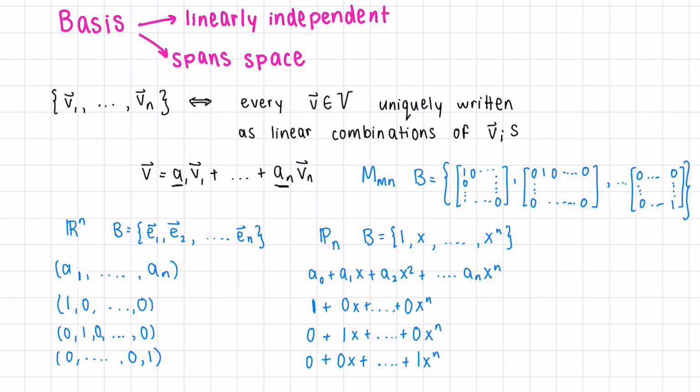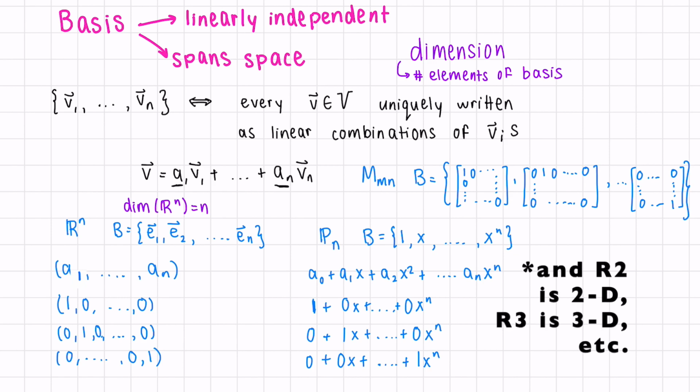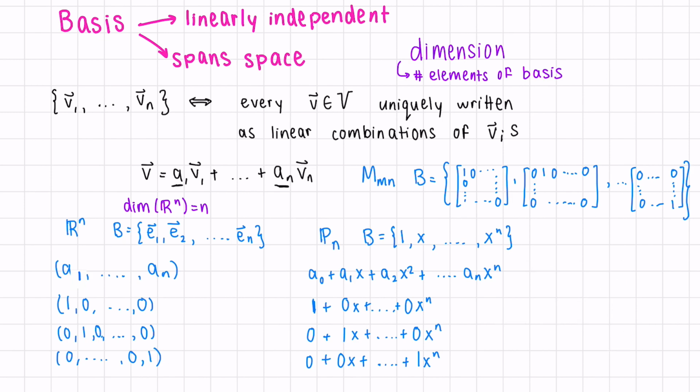Let's introduce one last term, which is dimension. Dimension is the unique number of elements in any basis of a vector space V. So for instance, in Rn, the dimension would be n, because we have n vectors in our basis. If we had less than n vectors, we wouldn't span the whole space. And if we had more than n, it would be linearly dependent, and we would have a redundant vector. So it would not be a basis.